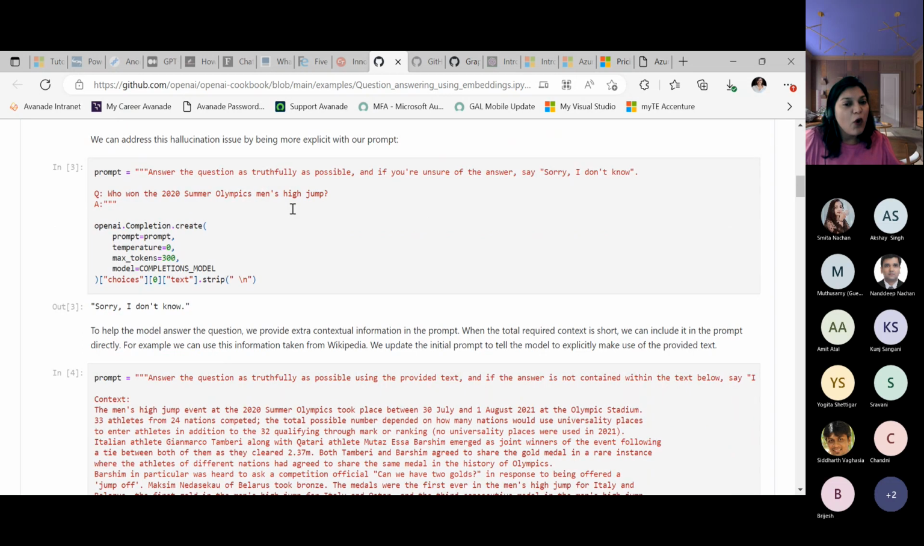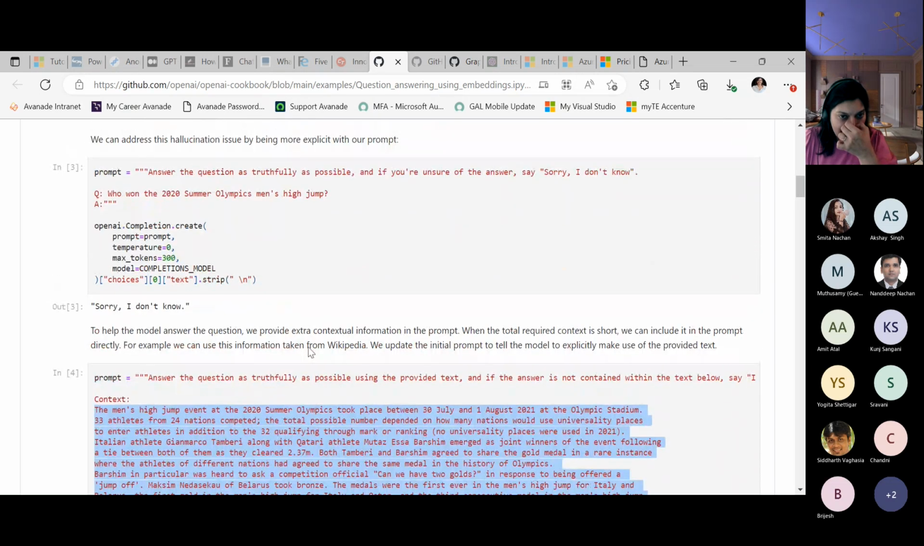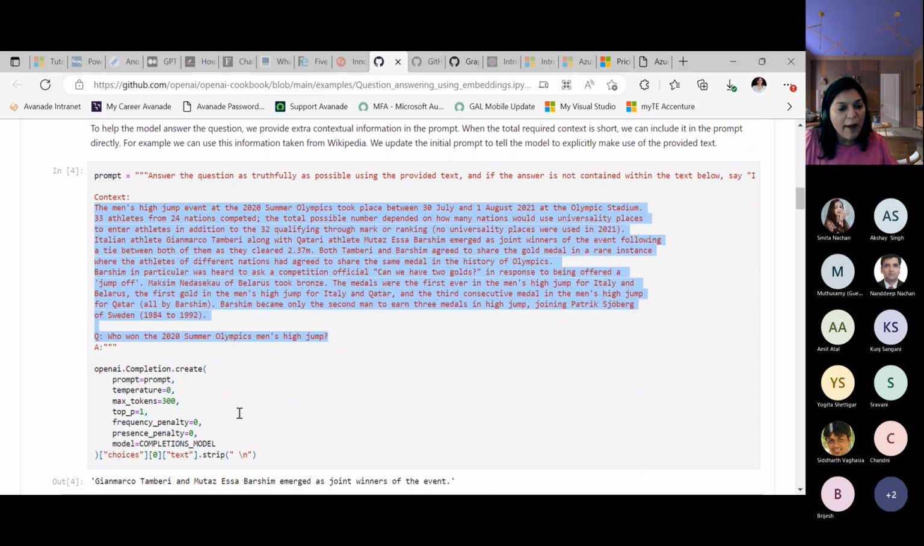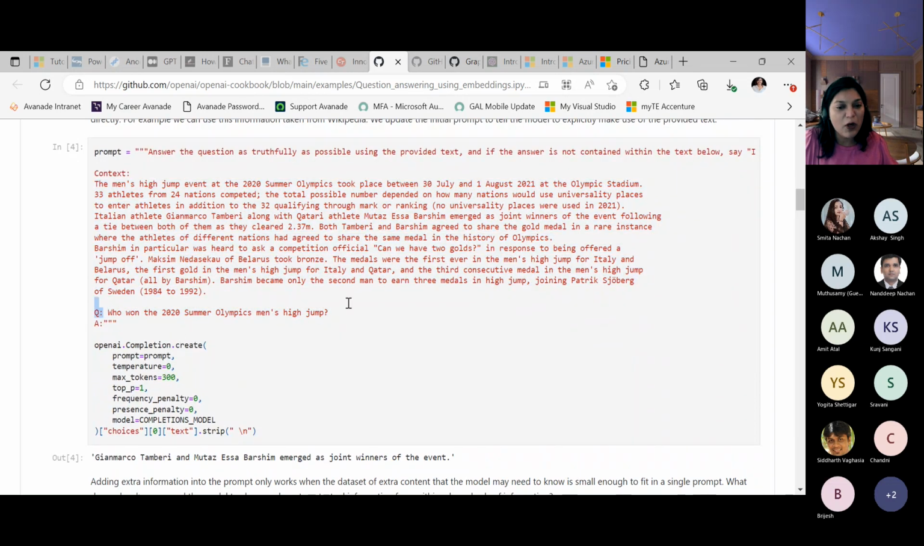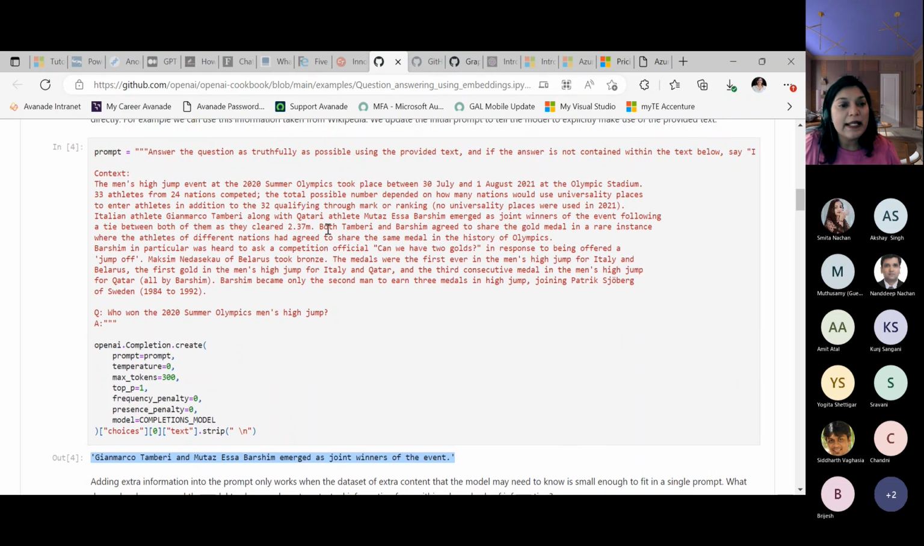And now, if I want it to be able to answer the question, I am giving it a context. So now I'm giving it a context, and now I'm asking the same question: who won the Summer Olympics? So this is the context, right? And then my question is so and so. What is my answer? And then it will now give me, okay, Gianmarco and Mutaz Essa, they emerged as joint winners of the event. Okay, so see how quickly now.